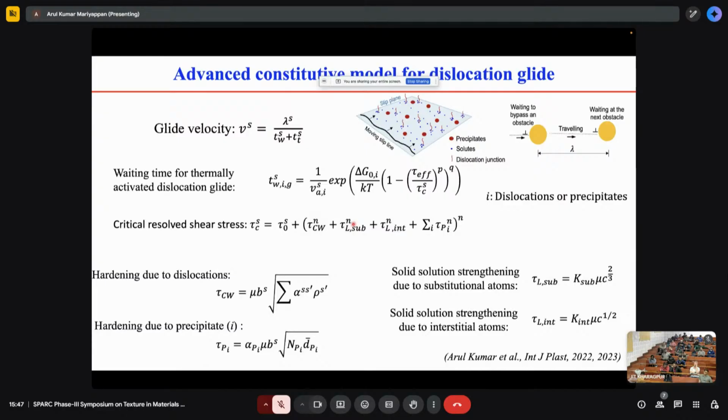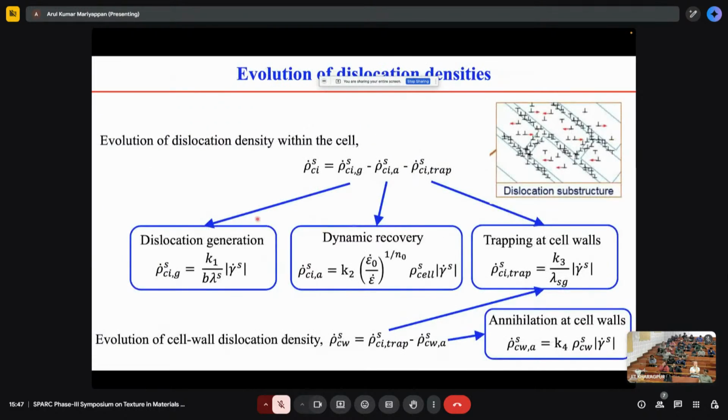Presently, we are focusing on the glide mechanisms. In glide, the dislocation content is the main driving force. As a result, we have to account for the evolution law for dislocation densities. If I consider the dislocations that travel within the cell interior, the rate of change in the cell interior dislocation density depends on three terms. First, how much dislocation can be generated due to the plastic work, the generation term. Second, due to temperature or other dynamic processes, dislocations can annihilate through a recovery term, called dynamic recovery.